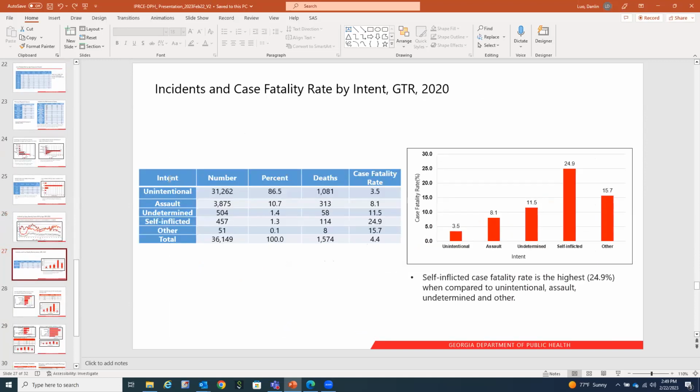The table here shows the incidence and case fatality rate by intent. And we can find that 86.5% of the injuries are unintentional injury. 10.7% are assault. The right figure shows that the self-inflicted case fatality rate is the highest. It's 24.9%.